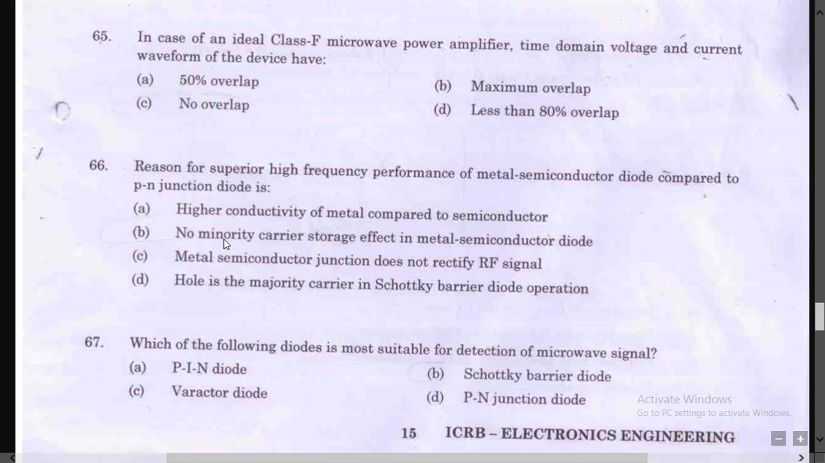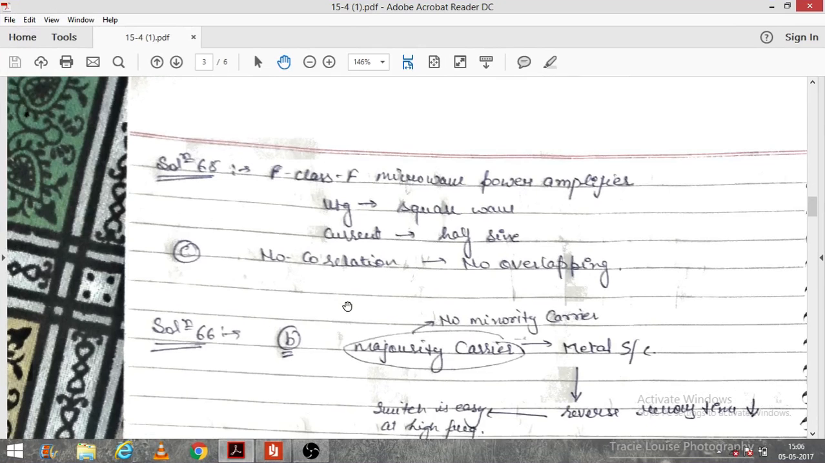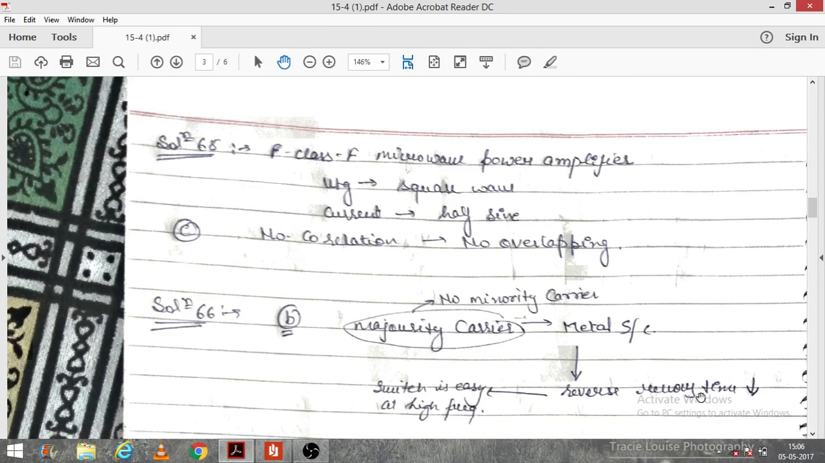less reverse recovery time. Actually this helps in the switching. This is the combination of the electron hole pair, that is called reverse recovery time. So there is majority carrier in the metal semiconductor, in which the reverse recovery time is reduced. That's why it is used for switching. At high frequency it is used as a switch.